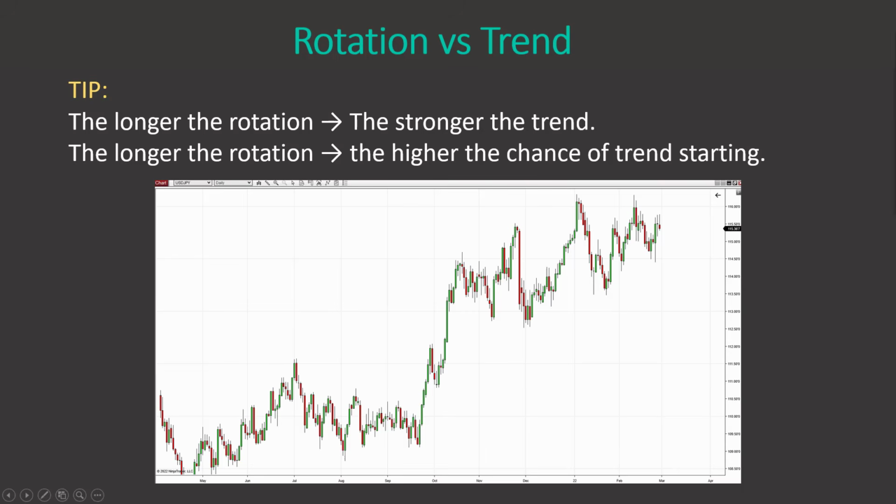Now, here are 2 tips regarding trading the rotation and a trend. The longer the rotation, the stronger the trend.